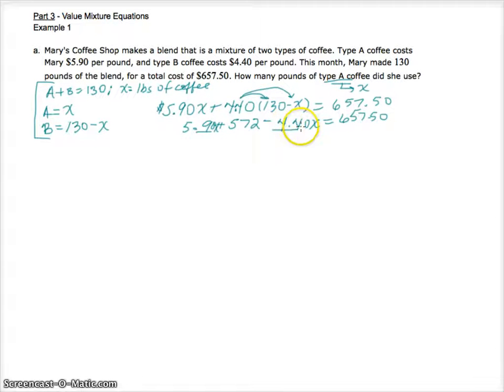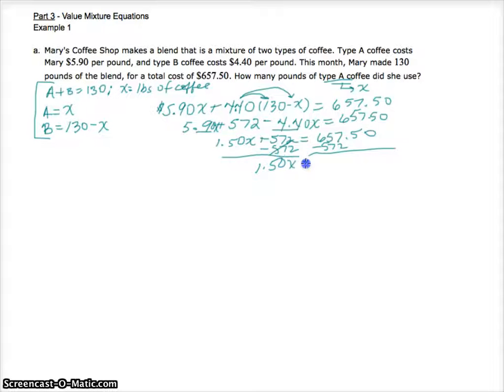It's going to be 5.90 minus 4.40, which gives me 1.50. So I'm going to end up with 1.50x plus 572 equals 657.50. I'm going to subtract 572 from both sides. And we get 1.50x equals 657.50 minus 572.